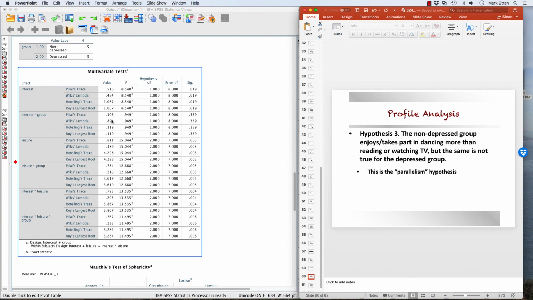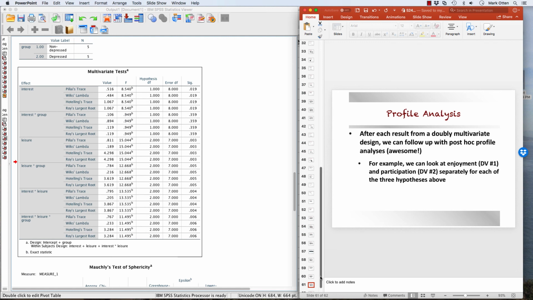All right, so for this one you just go down to the second section of the same multivariate box, interest star group. If we were to have done the math, we would have done a Wilks' lambda for this one, 0.894, resulting in a converted F of 0.949 and a p-value 0.359. So this null hypothesis is not rejected, and we're not concluding a difference here. So again, in real life, you would follow up on hypothesis 2 with post hoc profile analyses, but in your homework, I'm asking you to follow up regardless. And that's it. That's your doubly multivariate design. It is awesome, and I will leave it at that.